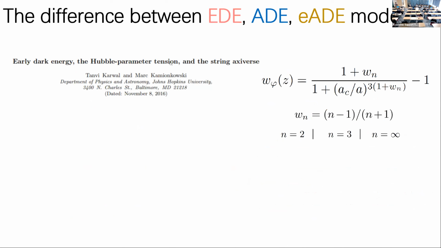The early dark energy model is from two professors from Johns Hopkins University, and they have a special equation of state in the early universe for the early dark energy. At this part, they have the equation of state with a free parameter Wn. This Wn can be written by this, and n can be any number larger than 2.